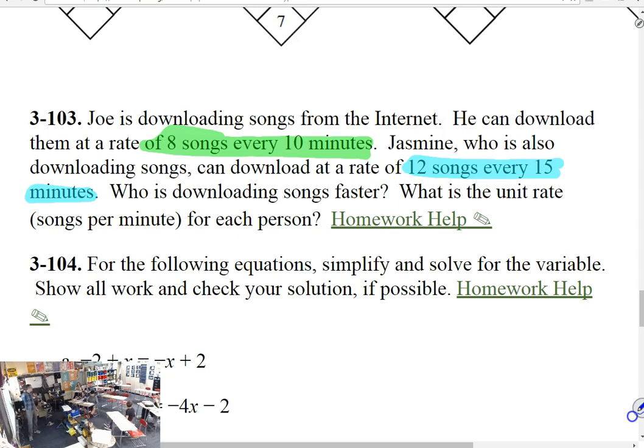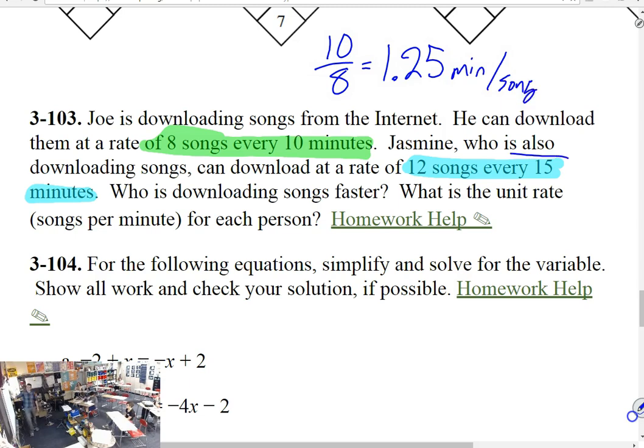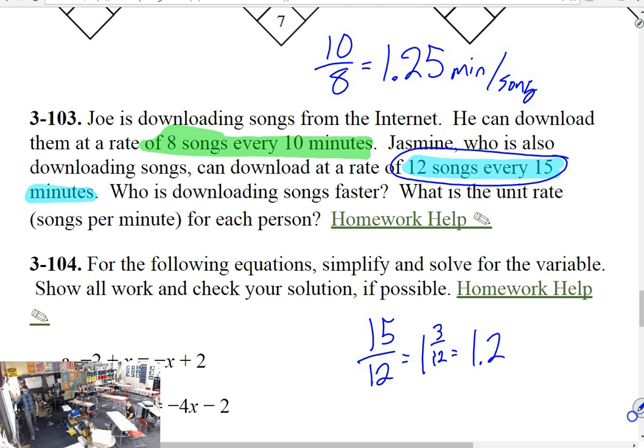So if I do minutes per song, I can do 10 over 8, and that's 1 with a remainder of 2, so 1.25 minutes per song. If I do my 15 minutes divided by 12, I get 1 3/12, which is 1 1/4, so 1.25. The same. And that again would be minutes per song.